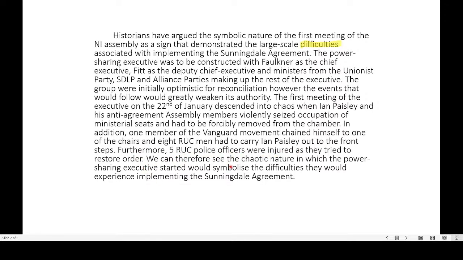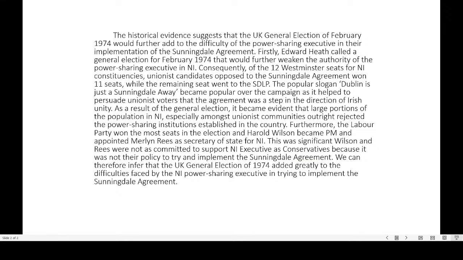We can therefore see that the chaotic nature in which the power sharing executive started would symbolise the difficulties that they would experience implementing the Sunningdale Agreement. Making reference, linking my paragraph back to the question. Look, examiner, I'm answering the question that's being asked. Very obvious about it. I've used difficulty twice in that paragraph, and you can see my connective words throughout as well. So paragraph 3, we look at the UK general election.